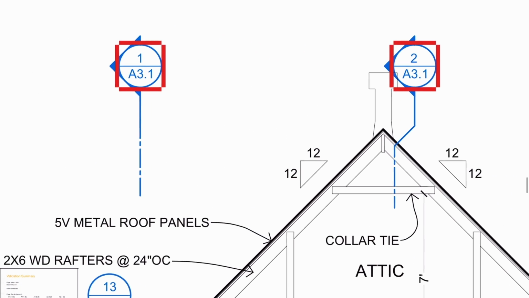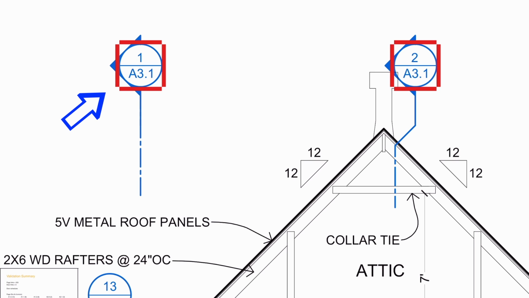The presence of red boxes enclosing the circles indicates the entire sheet is missing. Therefore, Sheet A3.1 is not included in the PDF floor plans.